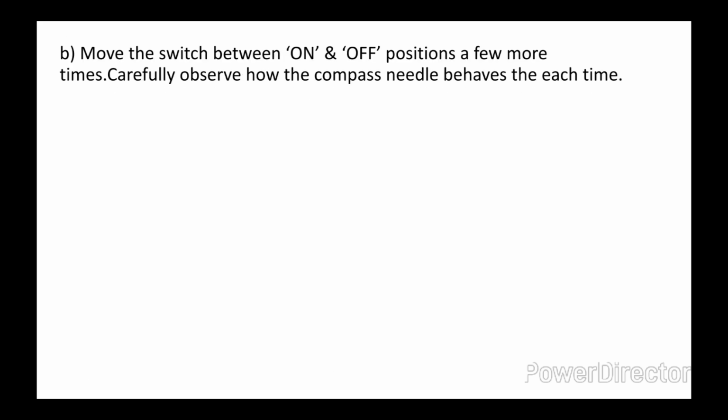Next, in the third case, you move the switch between on and off positions and again note down the observation. So you repeat it 3 to 4 times. You switch on and switch off. Between the on and off button, you move the switch, one time to the on position, one time to the off position. So you do it 3 to 4 times and record your observation. So in the three cases, you observe the observations which you have recorded.